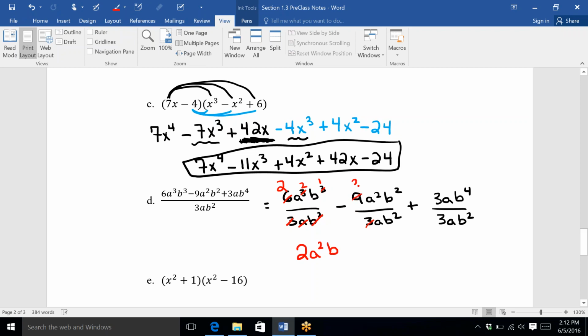3 goes into 9 3 times. 1a will cancel with 1a, and the b's completely cancel out. So this is just minus 3a. 3's cancel out completely, a's cancel out completely, and 2 of the b's cancel with 2 of the ones on top. So it's just plus b squared. It is possible when you're working these out that sometimes what you have left might be in the denominator. So just be careful about that and make sure you leave it where it's supposed to be.